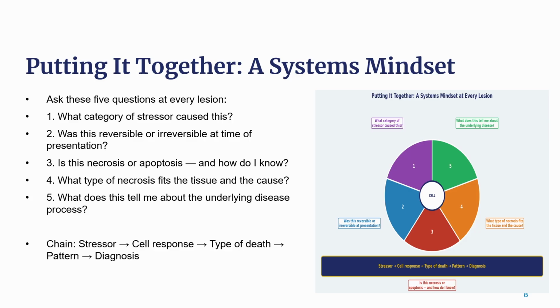You're not trying to remember every disease that causes necrosis. You're building a logical chain. Stressor leads to cell response, leads to type of death, leads to pattern, leads to diagnosis. If you can move through this chain fluidly, you'll be far ahead of anyone trying to memorize lists.